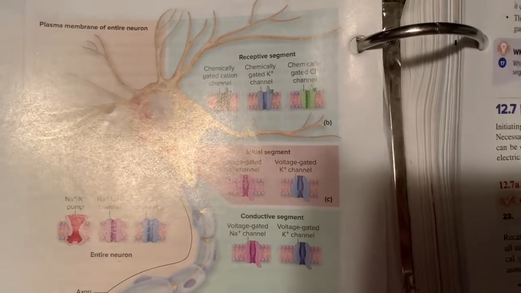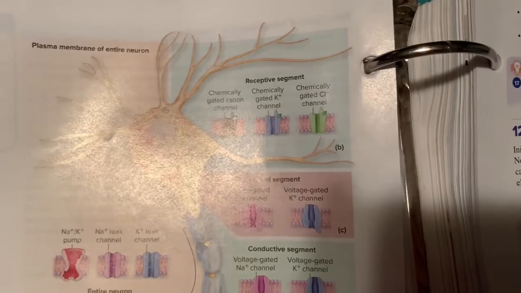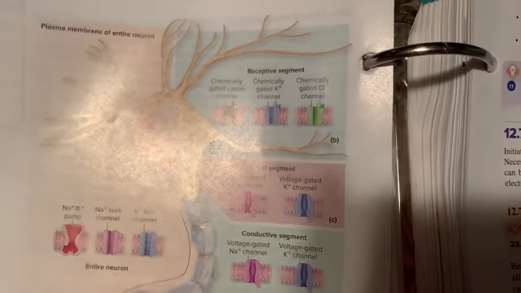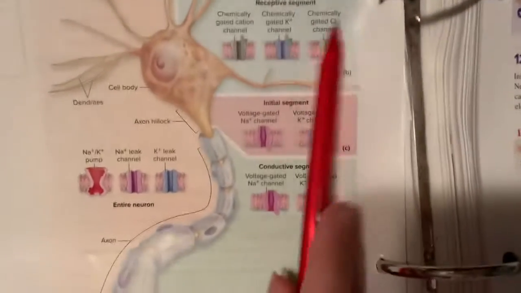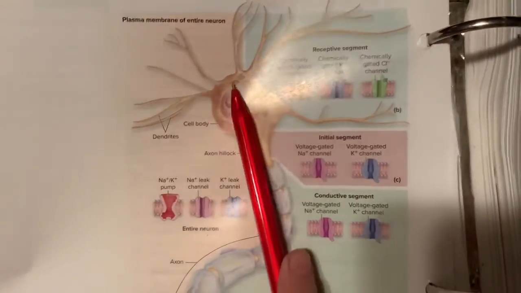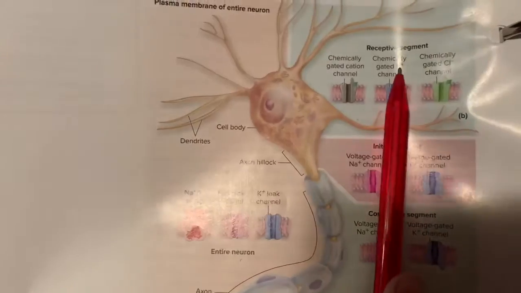The chemically gated channels, such as cation channels, potassium channels, and chloride channels, are found here, and there are no voltage-gated channels here in the receptive segment. So that's the dendrites, which is these, and then the cell body. That's what makes up the receptive segment.